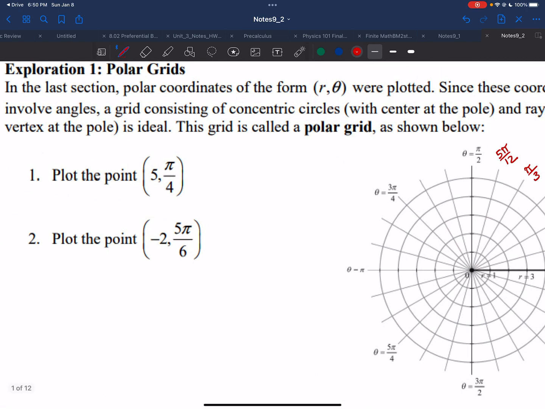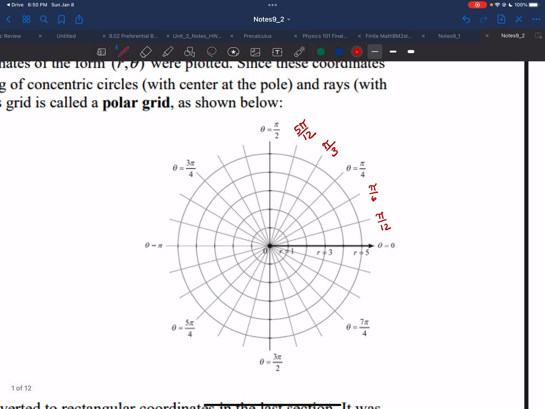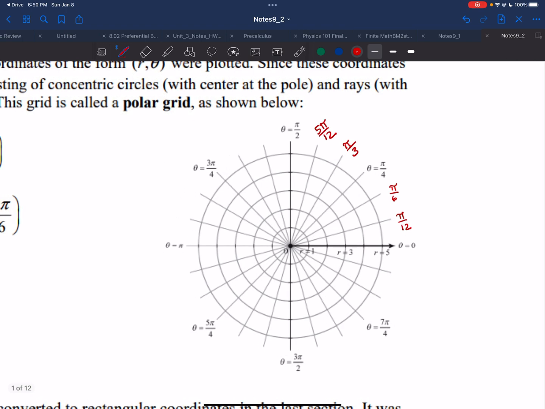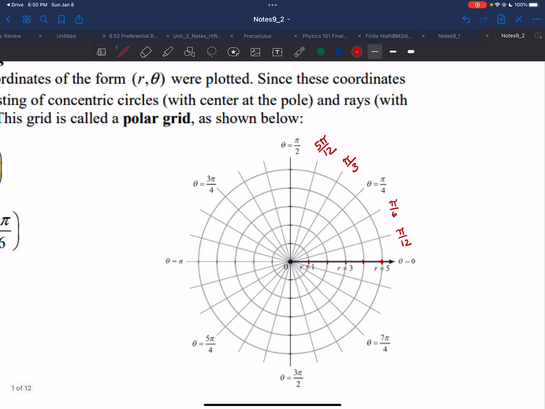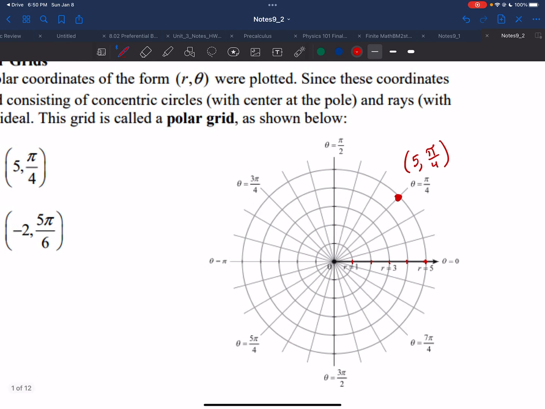Our first plot point is 5, pi over 4. Remember, 5 is going to be how far we are on the number line, right? So we can consider this our number line. So we're at 5, it's that outer ring. And then we're looking for pi over 4. And pi over 4 is right up here. So I'm going to put a dot there where we have 5, pi over 4. And I'm going to go ahead and label that 5, pi over 4. Okay, so that's my polar coordinate.